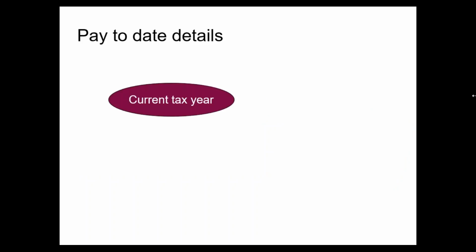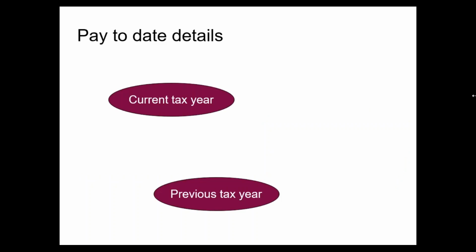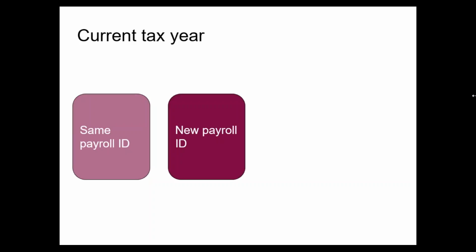How you show your employee's pay to date details depends on whether the employee left in the current tax year or in a previous tax year. If you're making the payment after leaving in the same tax year as the employee left, it will be shown in one of two ways, depending on whether the same payroll ID is used or a new one is allocated. We'll look first at an example where the employee left in the current tax year and the same payroll ID is used.